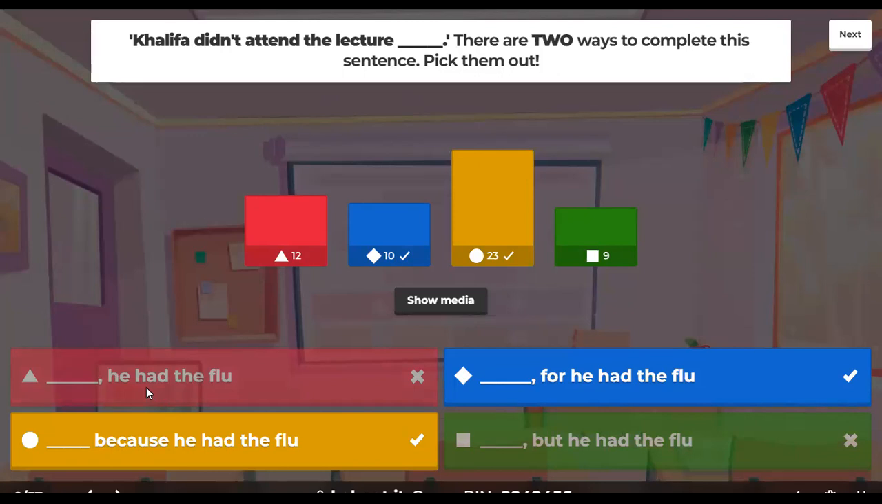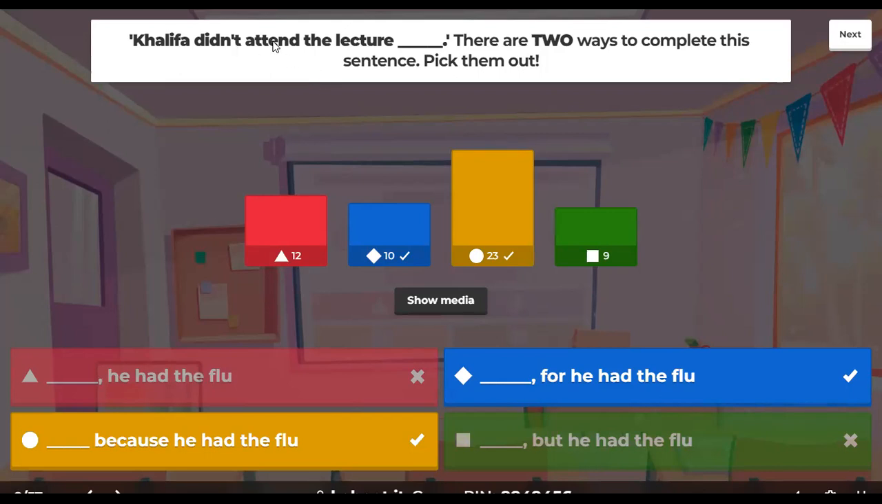You can never. Look, Khalifa didn't attend the lecture. Listen, Khalifa didn't attend the lecture. Your sound is not clear. My sound is not clear? Guys, can you hear me? Clear, we can hear. Yes, your sound is clear. I think you have a problem with your laptop.